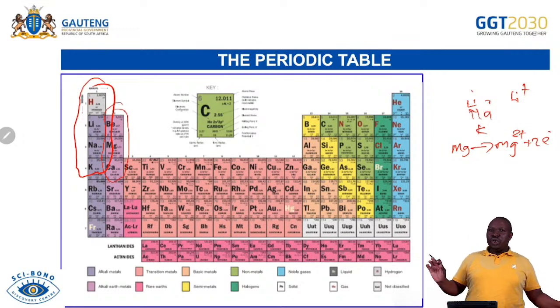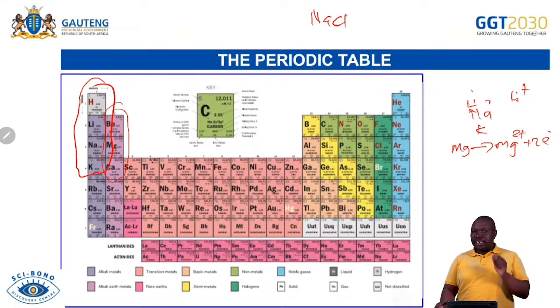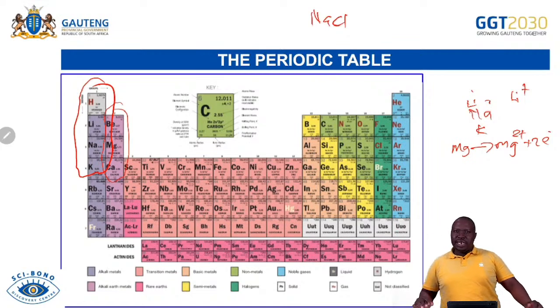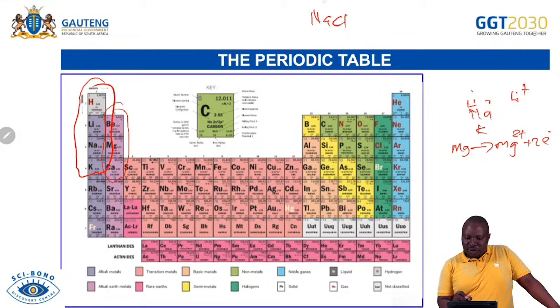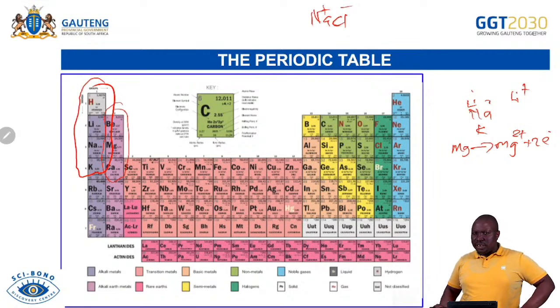For example, sodium chloride: you have to know that sodium, because it's group 1, is going to lose 1 electron. And chlorine, because it's group 17, is going to gain, because the non-metal is going to gain the electron from sodium, which means we'll have a sodium plus and a chlorine minus. So when you see sodium chloride, you must be able to see it in that fashion.